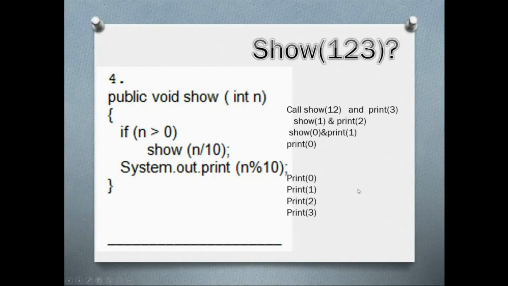So I can say it like this way. It's tracing show 12 plus show 12 and print 3, and show 1 and print 2. Print 3, print 2, print 1 are waiting in the stack. Then show 0 will print 0. Then last in, first out. So printing 0, 1, 2, 3. So it's gonna print 0, 1, 2. It's a print, not print line. You have to be careful with the print and println.